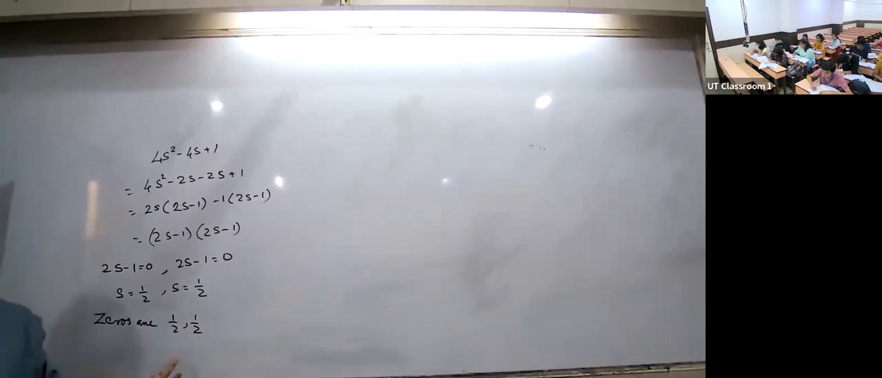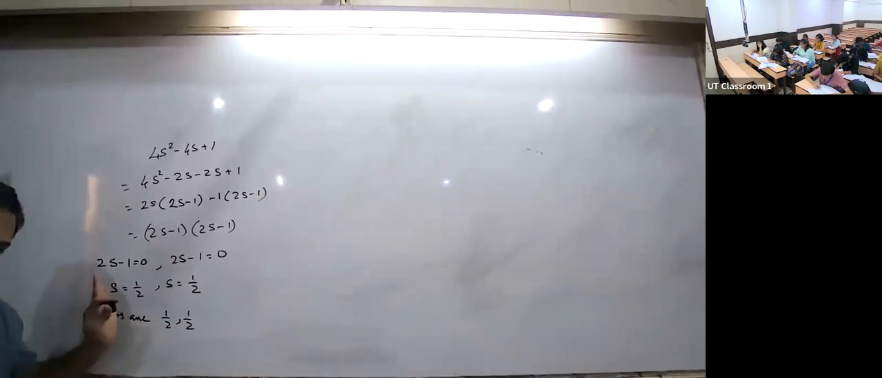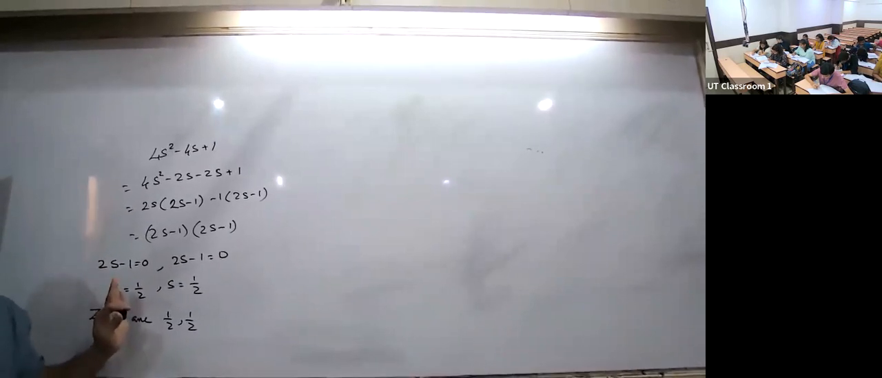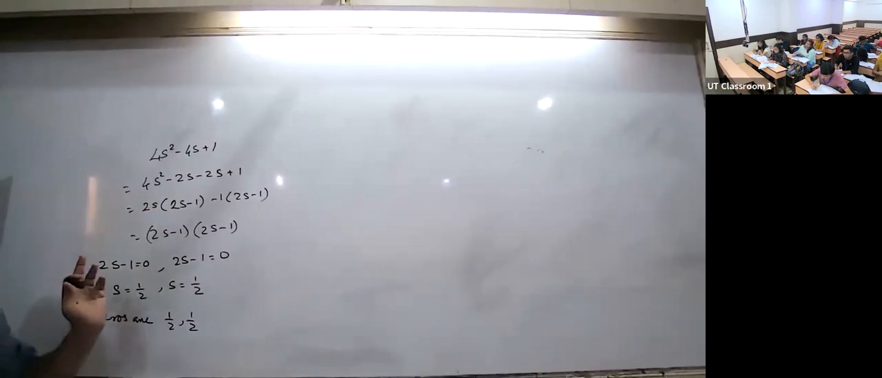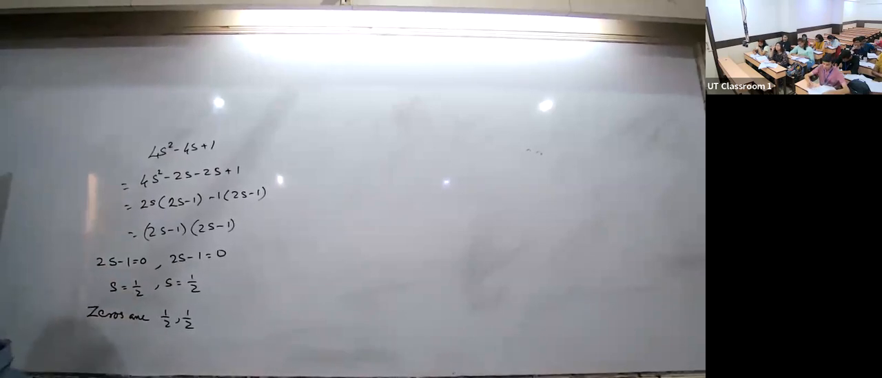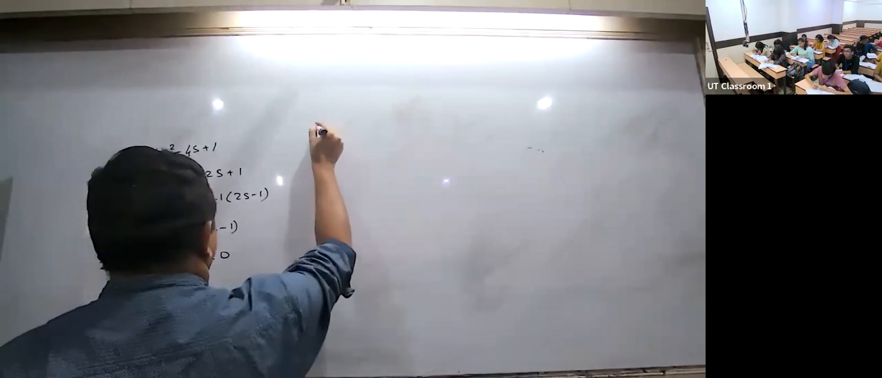These steps are compulsory steps. If they ask to find the zeros, it means 1 by 2 and 1 by 2. This means you have followed this much. So you factorize. First stage is over. Now verification.